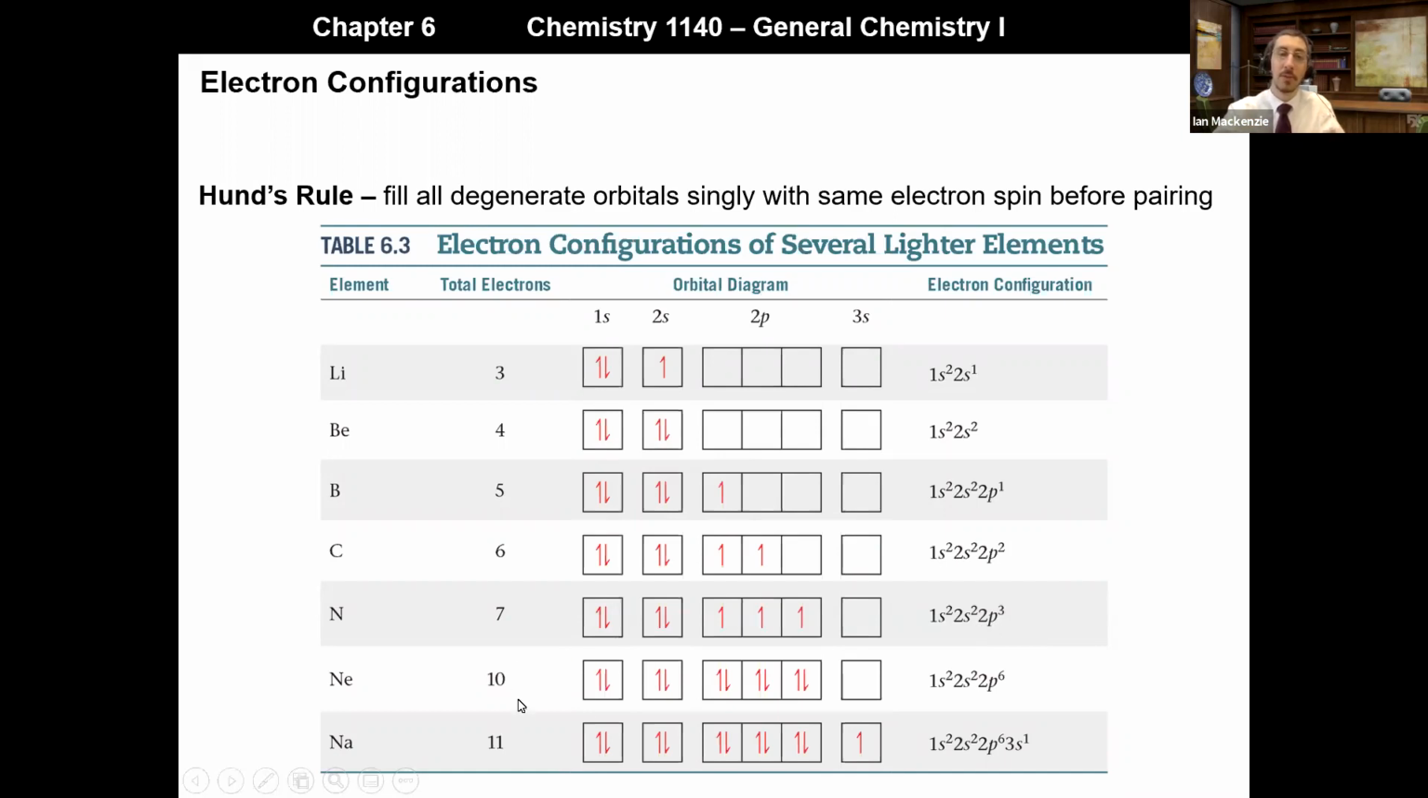And then it looks like we've skipped, so beyond nitrogen would be oxygen. You would simply start to pair, you would add that extra electron into this first p orbital here, now with the opposite spin. Neon or sodium, you can see the examples here of how we would write those electron configurations.